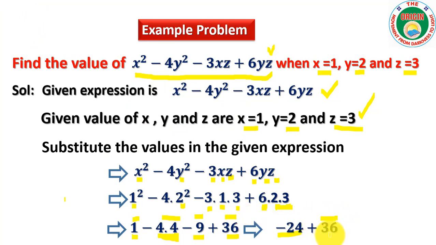Now, 36 minus 24. Two opposite signs are there. Subtract it and the bigger number is 36. So 36 minus 24 is 12. This is the answer, and this is the procedure to find out the expression value when the variable values are given.